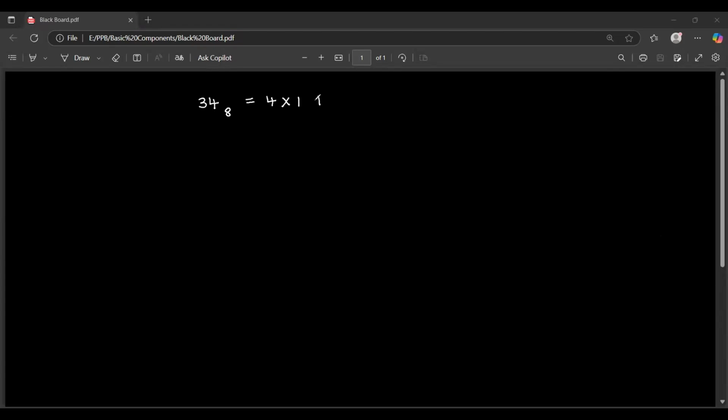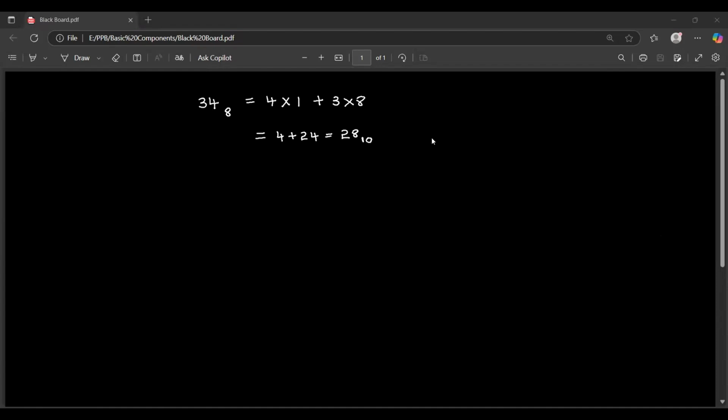So let's try a question. Let's start simple, like 34 to the base 8. How can we do this? Well, 4 has the place value of 1, so it will be 4 into 1 plus 3 into 8. So that will be 4 plus 24, which is equal to 28 to the base 10.